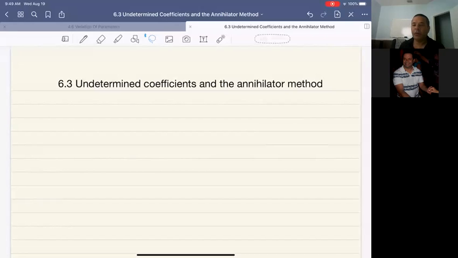All right, welcome. So today we're going to talk about undetermined coefficients and the annihilator method. Okay, so we were talking in 6.2, we introduced a little bit about differential operators. So let's just refresh our memory. D equals d dx is a basic differential operator.